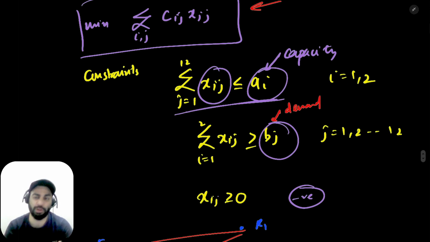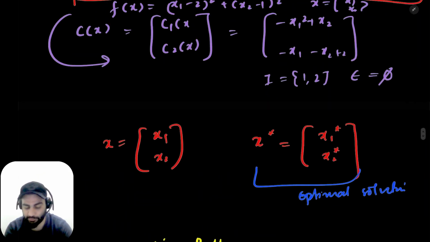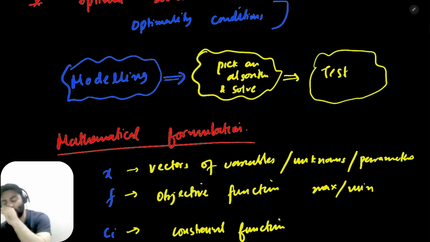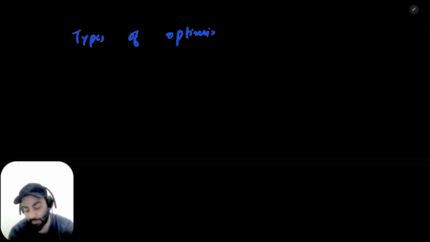Now I'm done with the modeling part, how to model these things. This is the modeling part. Now I'll have to pick an algorithm, solve it, and then test for optimality. Before going into real-world algorithm things, I would like to first tell you the different types of optimization problems.